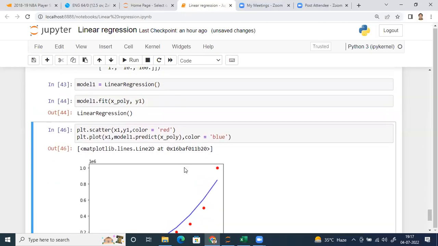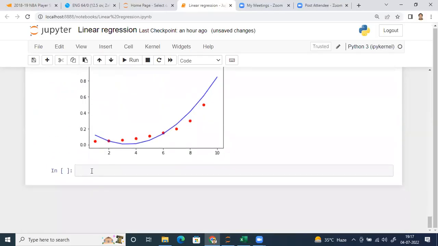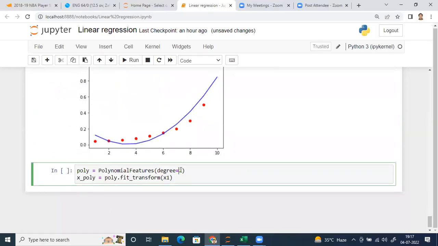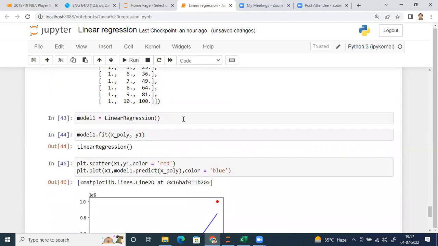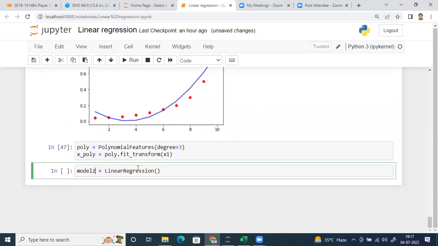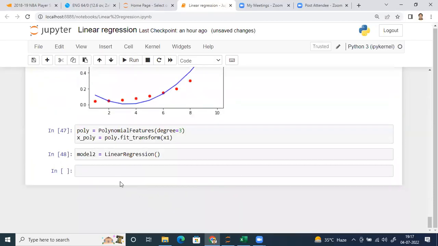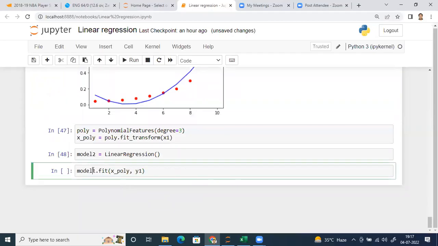Even if I change that, let me show you something. If I again create x1 poly, the x poly we created was degree 2. Let me copy this and show you the power. Let me make degree equal to 3. Execute. Now let me create a new model, this time model 2, and fit the data. Model 2 dot fit on x poly. Everything is fine.